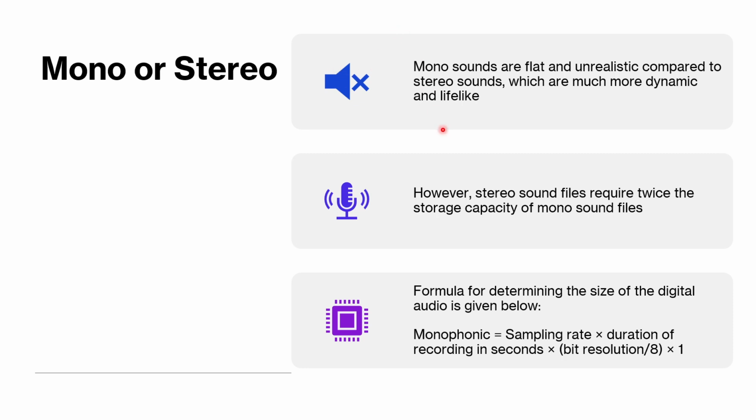With this in mind, you should also know that stereo sound files require twice the storage capacity of mono sound files. That should tell you that the size of mono sound files is quite smaller compared to stereo sounds, mainly because stereo has double channels. So of course they will have extra size to be able to come out with better quality. So stereo files are quite heavier than mono sounds.